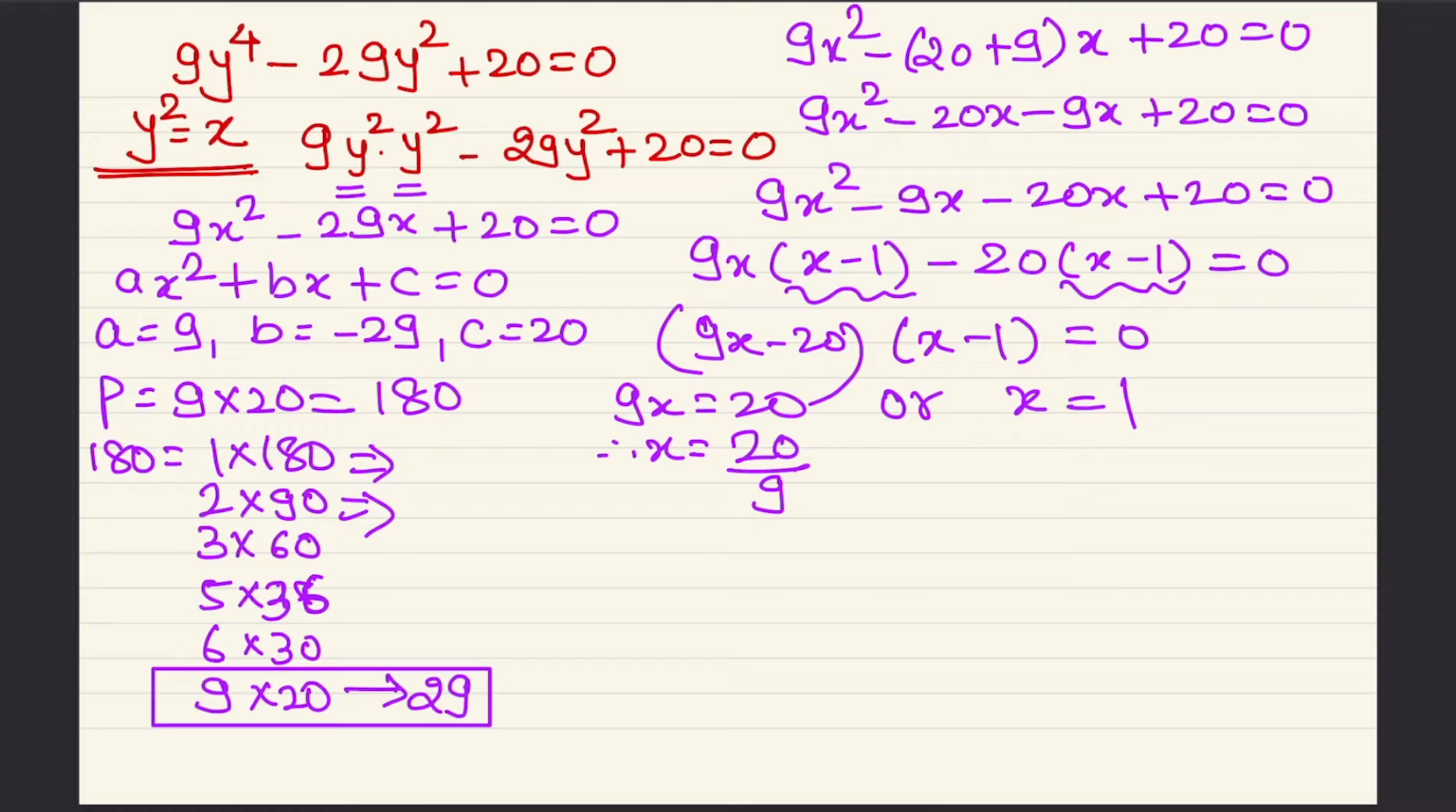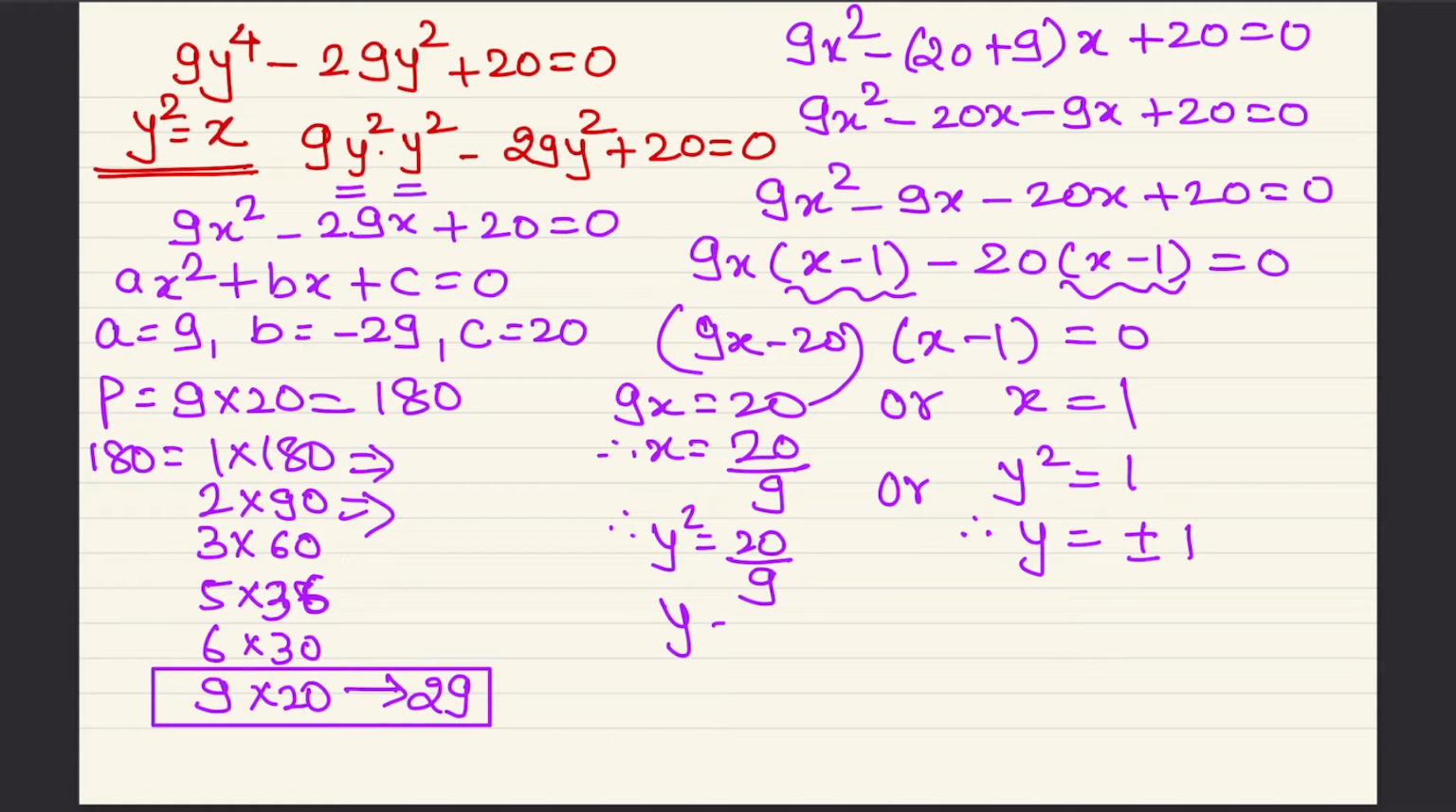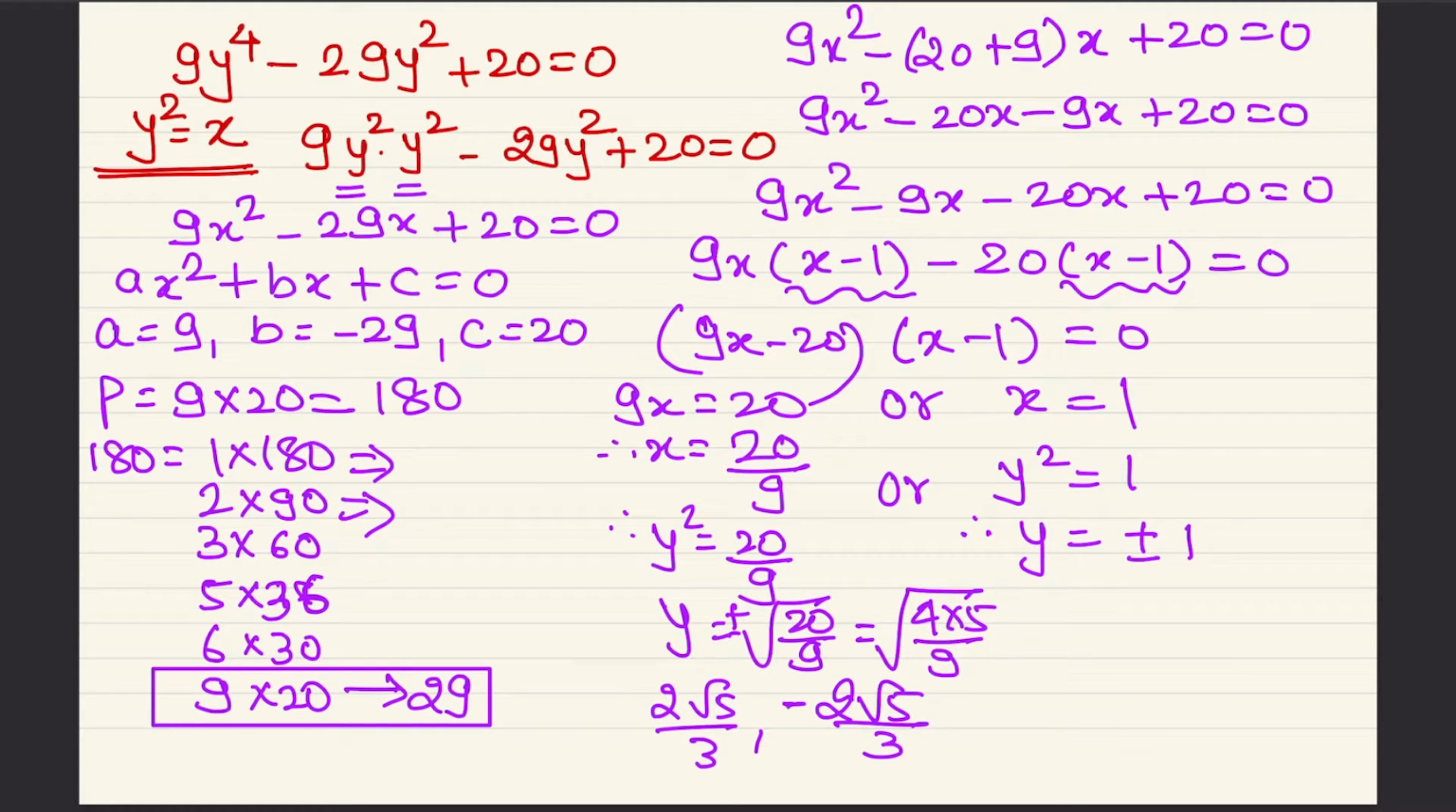But we have substituted y square as x, so we'll write y square equal to 20 by 9 or y square equal to 1. So on simplifying, we'll get y is equal to plus minus 1 and y equal to under root of 20 by 9, which is equal to 4 into 5 upon 9, which is equal to 2 root 5 upon 3. So again plus minus. So one root is 2 root 5 upon 3, another will be minus 2 root 5 upon 3, 1 and minus 1.